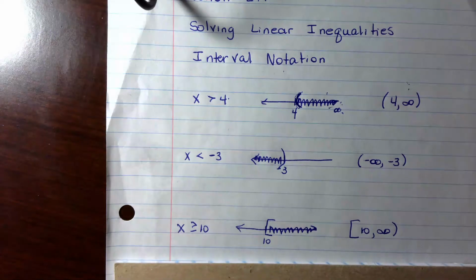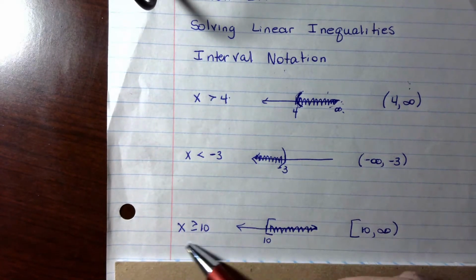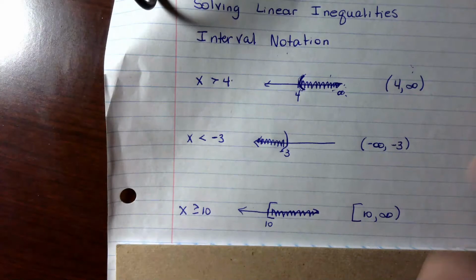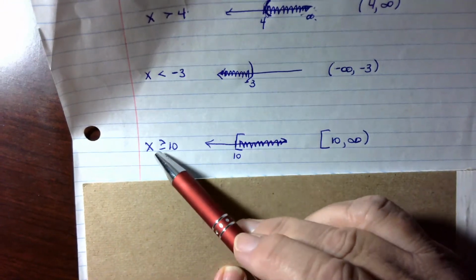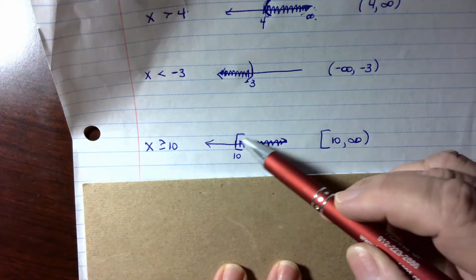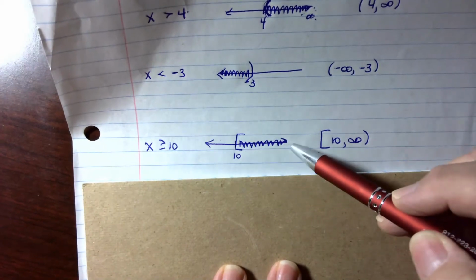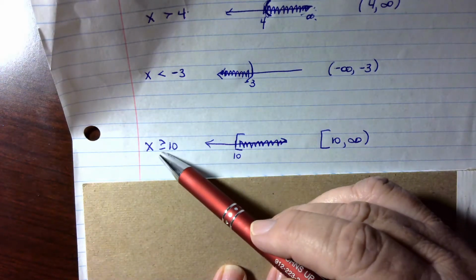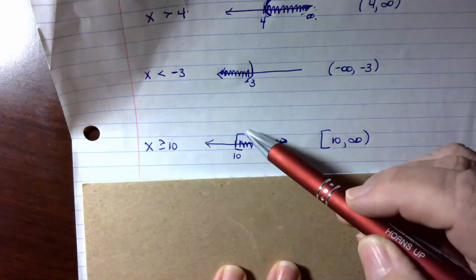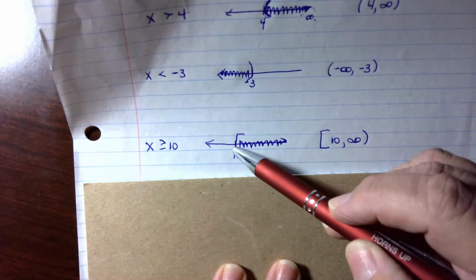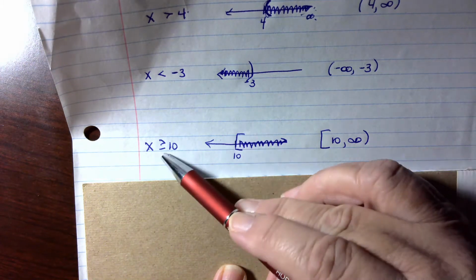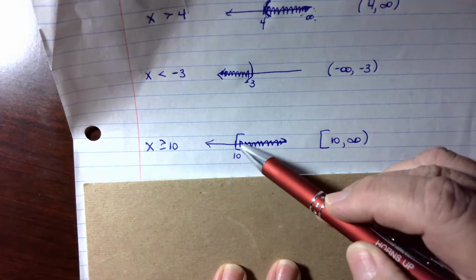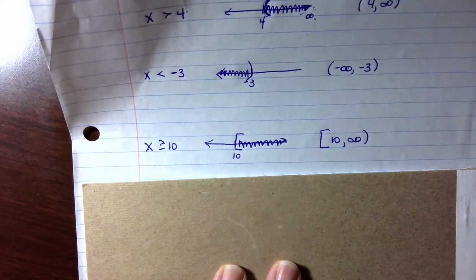My next example is x is greater than or equal to 10. Okay. So greater than 10 means 10 to the right. So I marked 10 and I shaded to the right. And because it does have the equal to, I did a bracket there. So when it's got the equal to, we're going to use a bracket. When it does not, we're going to use a parenthesis.